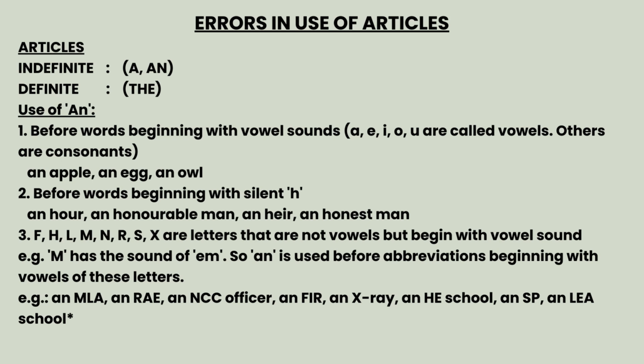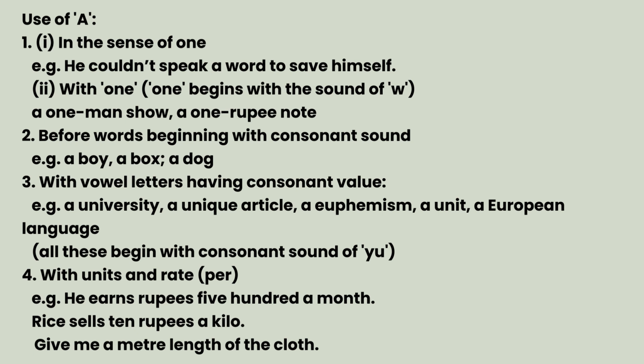Three, F, H, L, M, N, R, S, X are letters that are not vowels but begin with a vowel sound. E.g., M has the sound of "em". So, an is used before abbreviations beginning with these letters. E.g., an MLA, an RAI, an NCC officer, an FIR, an X-ray, an HE school, an SP, an LLB school.